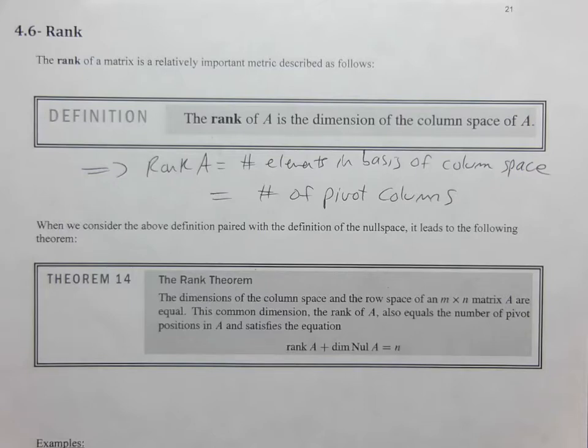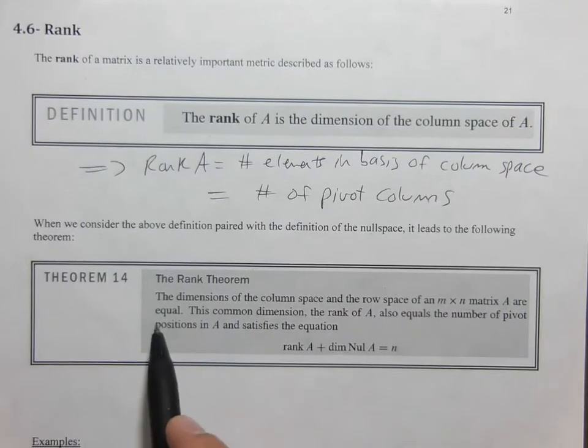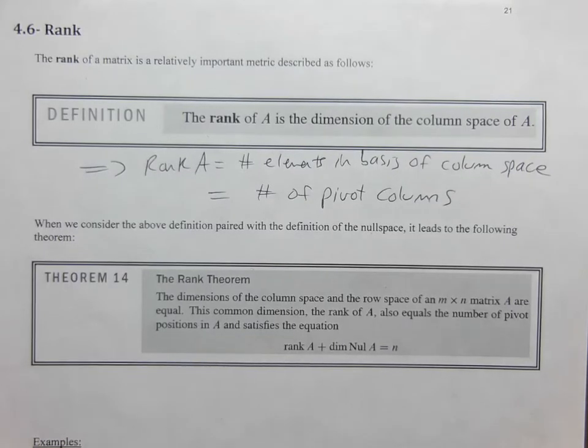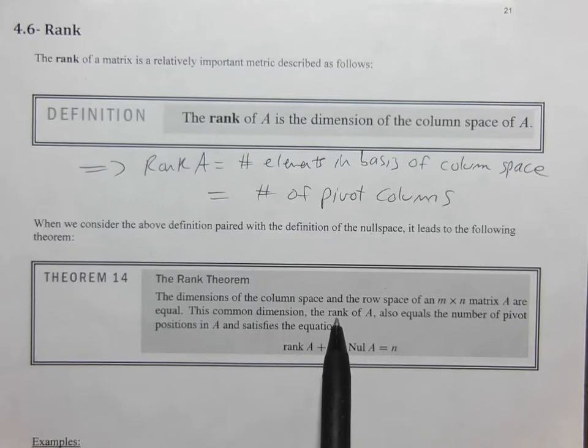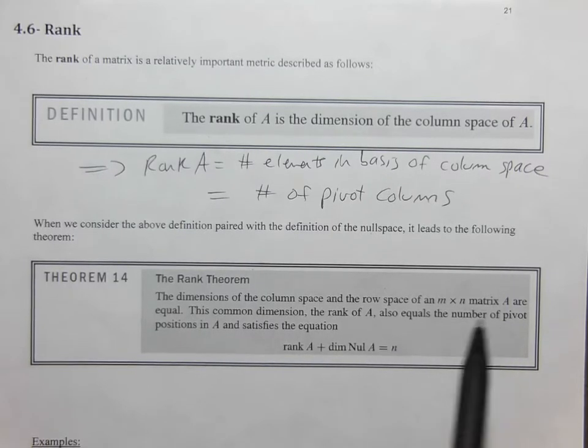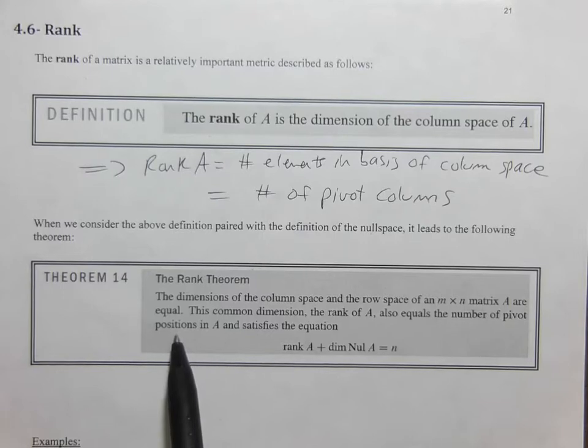And so with that in mind, maybe some of you are already thinking about this theorem. Let's see what this says. The dimensions of the column space and the row space of an m by n matrix, so not necessarily square, are equal. And moreover, the common dimension, which we call the rank, also equals the number of pivot positions, which we just said, and satisfies this equation, right?